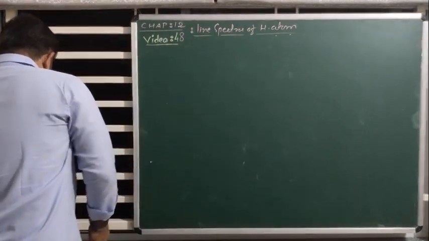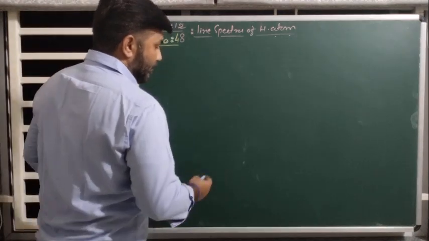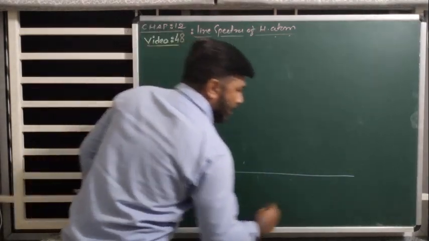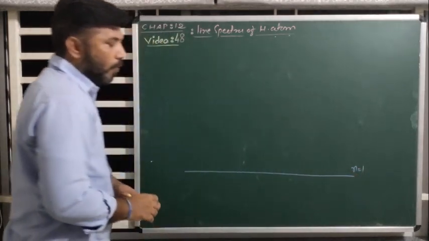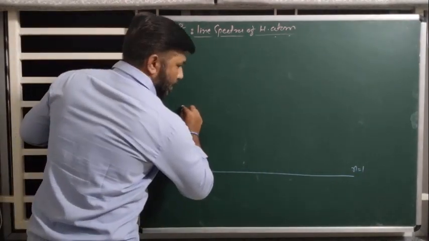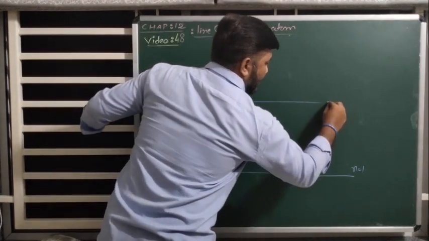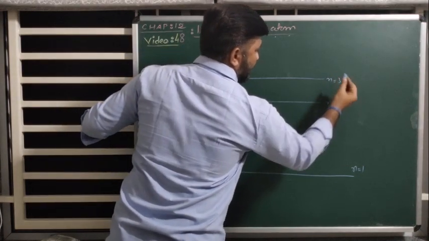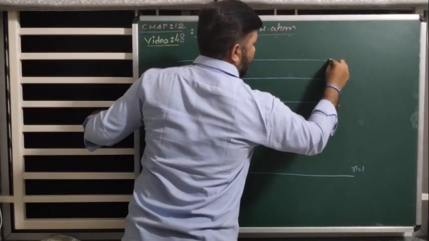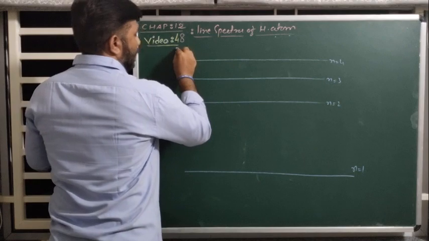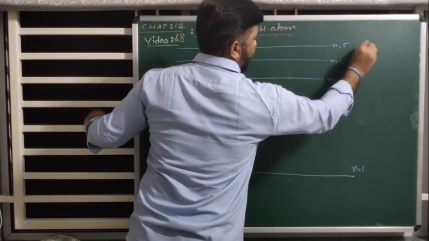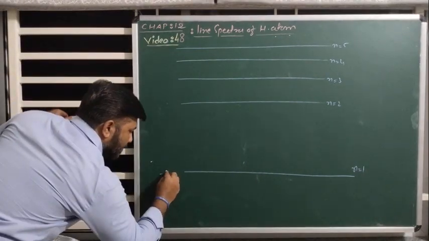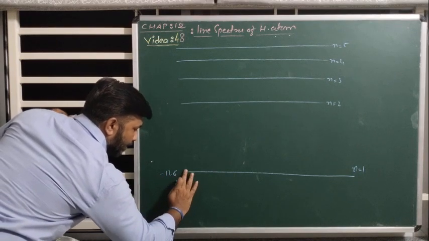So it is a little bit of revision of the previous video also. Here we have seen the ground state, which means N is equal to 1. Here let us take N is equal to 2, then N is equal to 3, 4, N is equal to 5. Got it? At the ground state, the energy is minus 13.6 electron volt.